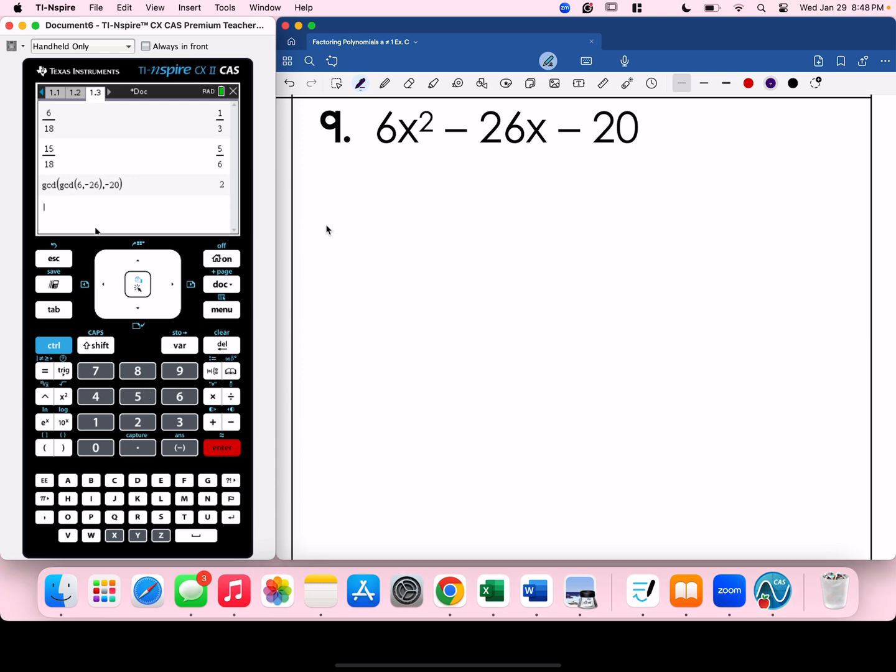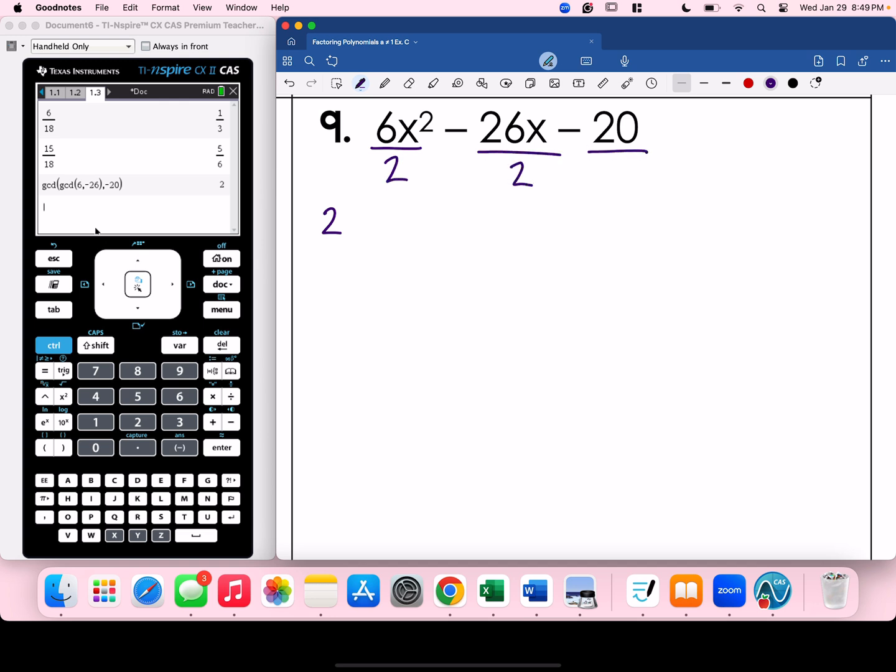Because I get back a GCF of 2, this means I can go ahead and divide every single term by 2. So 6x squared divided by 2 gives us 3x squared. -26x divided by 2 gives us -13x. -20 divided by 2 gives us -10.